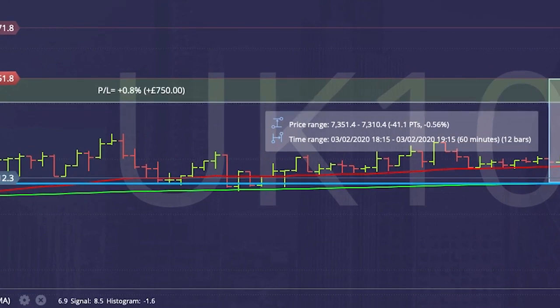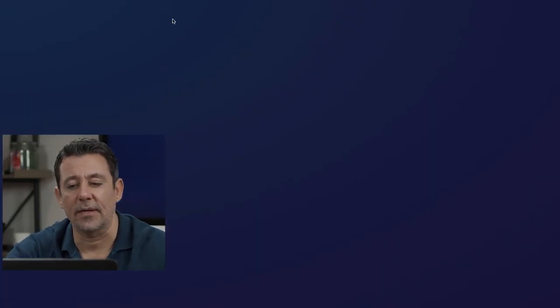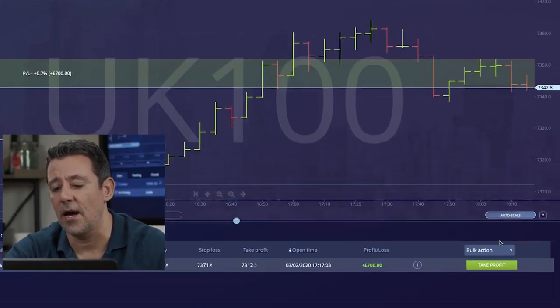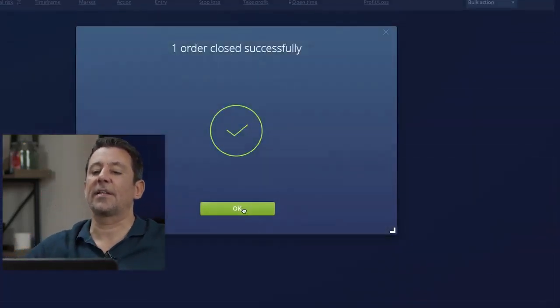Half an hour's over. We gave ourselves half an hour for this trade. Profit is 750, 780. So we're going to come along and just take this trade off the table. So let's hit take profit, 750. That'll do nicely. Thank you very much. 750 banked in 30 minutes. That's a wrap.